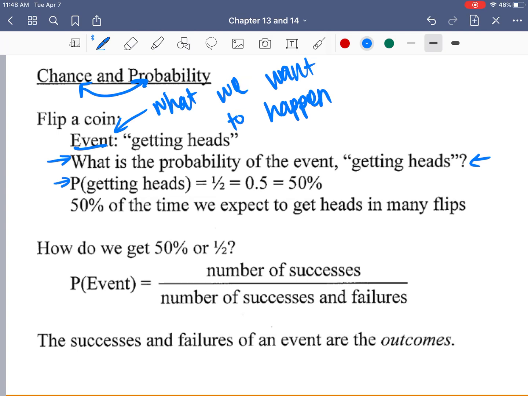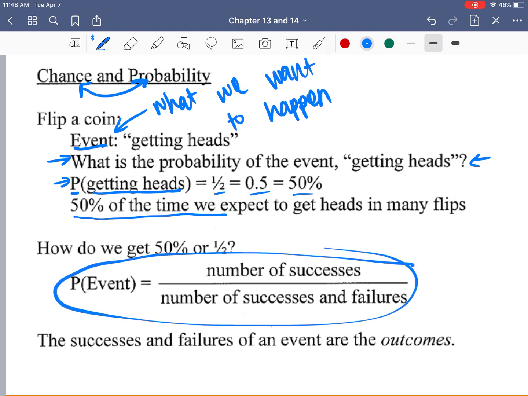As a mathematical sentence or statement, you can write it like this. The P stands for probability of getting heads. And we know if you flip a coin, you have a half a chance of getting heads. So it's 1/2 or 0.5 or 50%. Or in other words, we expect 50% of the time we'll get heads. To get that 50%, I mean, with a coin, that's pretty obvious.